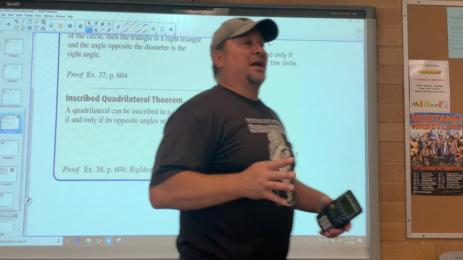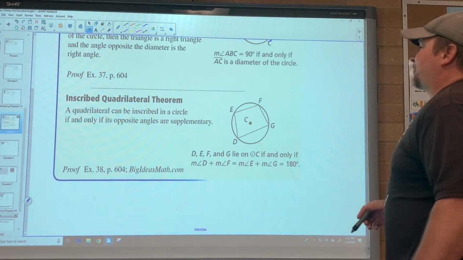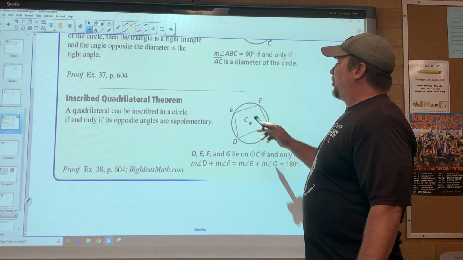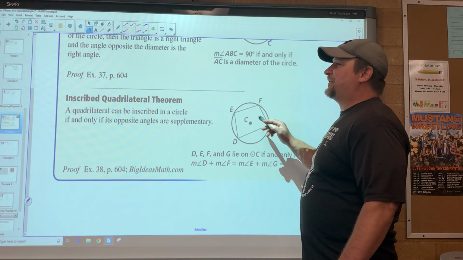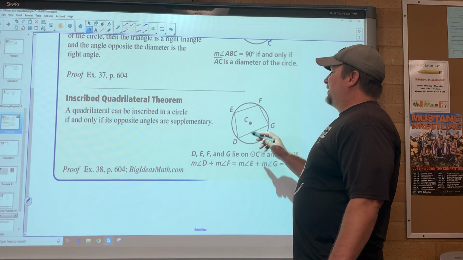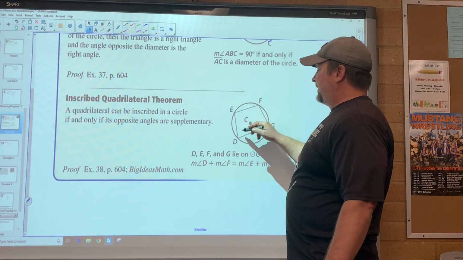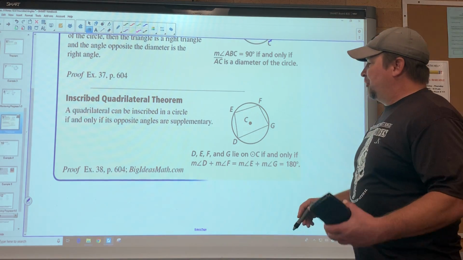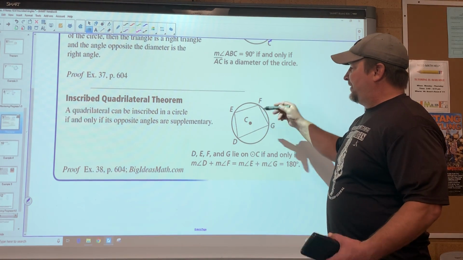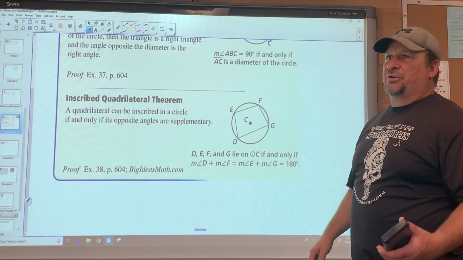Any four-sided shape has to add up to 360, correct? Well, if it's 360, then our opposite angles have to be 180 apiece. So really, if I have this one, I can find this one. If I have this one, I can find that one. Angle D and angle F have to add up to 180. Angle E and angle G have to add up to 180.